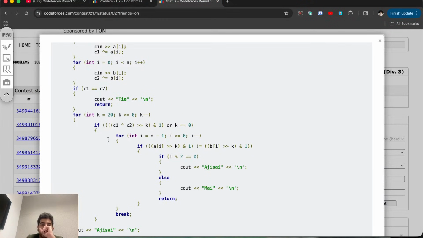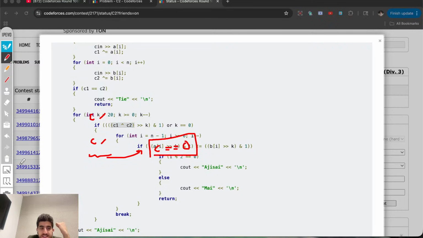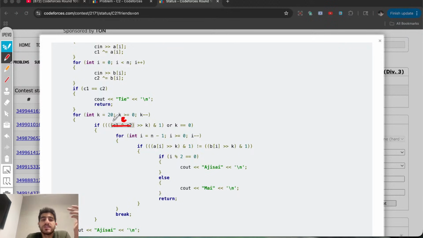Then he will start from the last bit and go back. Again, C1 XOR C2 is that C that I was talking about. He could just, instead of this, have C. That was also correct. He is finding the first position in C, the first bit, where we have an odd number of them.